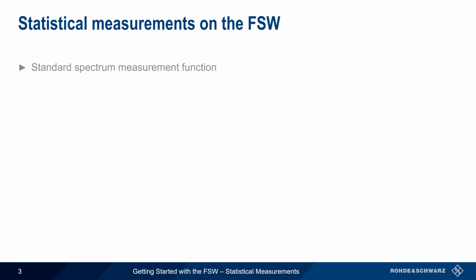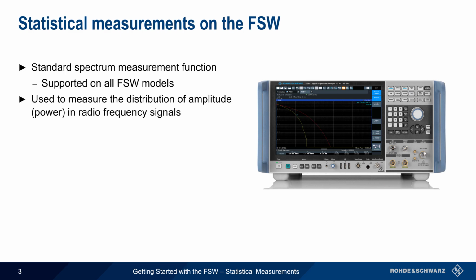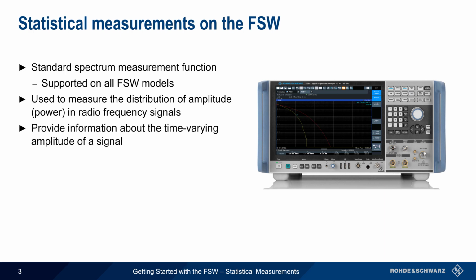Statistics measurements are standard spectrum measurements on the FSW and are supported on all FSW series analyzers. Statistics measurements are used to measure the amplitude or power distribution of radio frequency signals. This is of particular interest when looking at signals whose amplitudes vary or change over time. These types of variable amplitude signals are in fact quite common in modern wireless communications and in other applications.